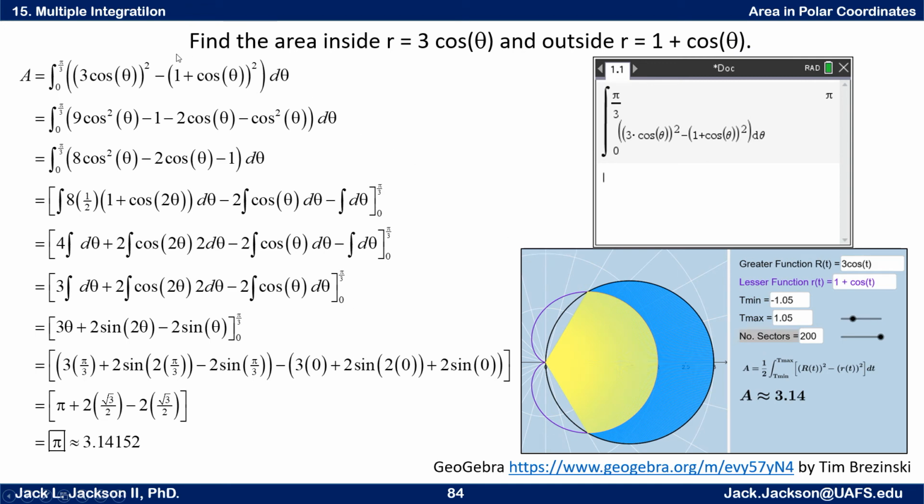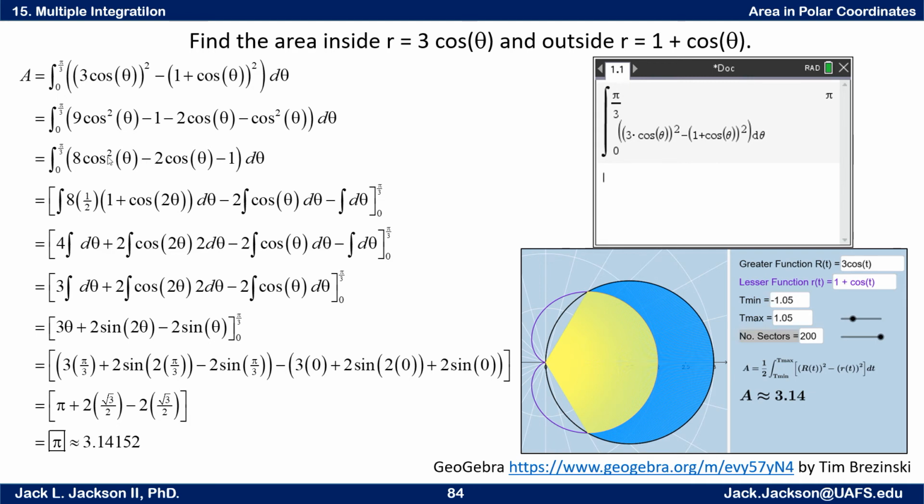So working that out, here's what happens. Let's work out the details. Square this, you get 9 cosine squared of theta. Squaring this and distributing the minus: 1 squared is 1, that makes it minus 1. Multiply and double to get 2 cosine theta, that makes it minus 2 cosine theta. Square that term, cosine squared, that makes it minus cosine squared. Combine like terms here. 9 cosine squared of theta minus 1 cosine squared theta is 8 cosine squared theta. Then we've got minus 2 cosine of theta and then minus 1.